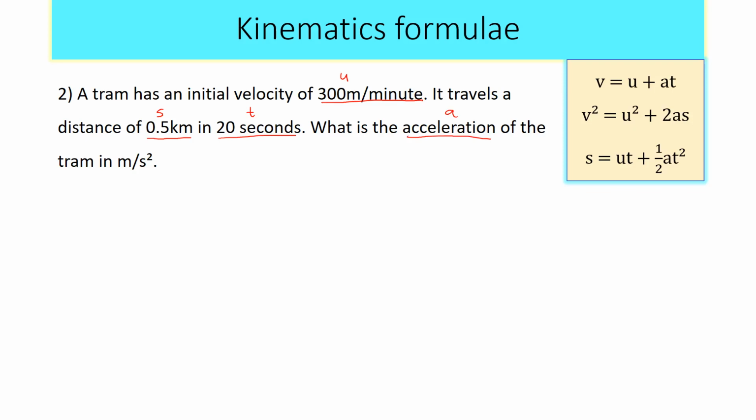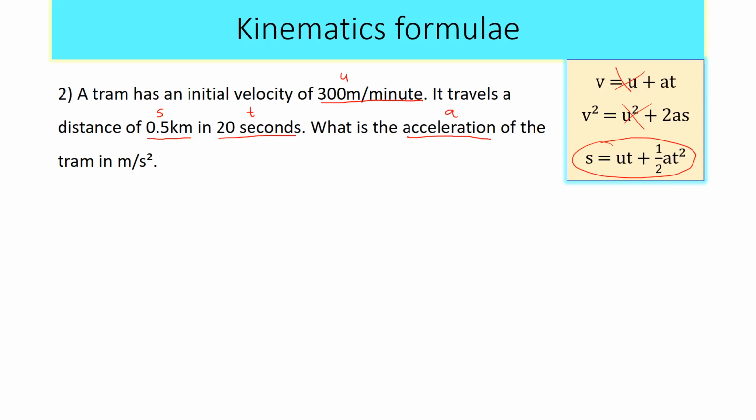So I've got to work out the acceleration. I've got u, I've got s, and I've got t. So now I need to decide which formula to use. I don't have v, so this formula is not very useful at the moment, and this formula is not very useful at the moment. So the formula that I want to use in this case is the last one here. Now there's also a few issues when it comes to the units.